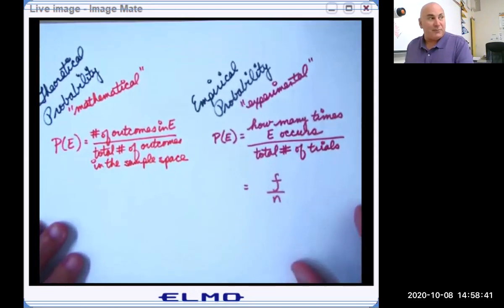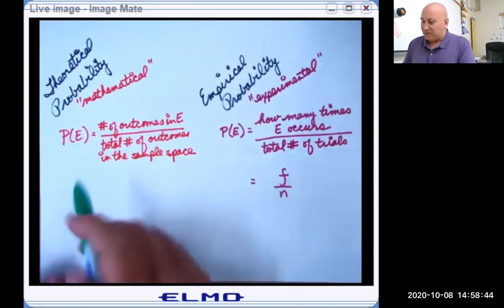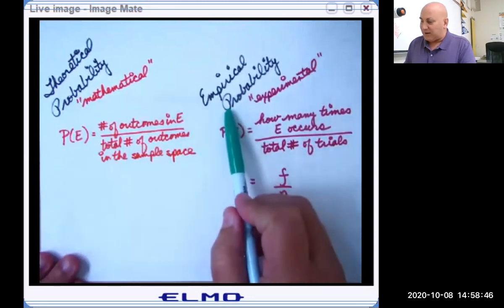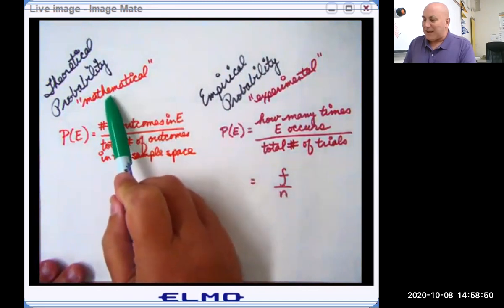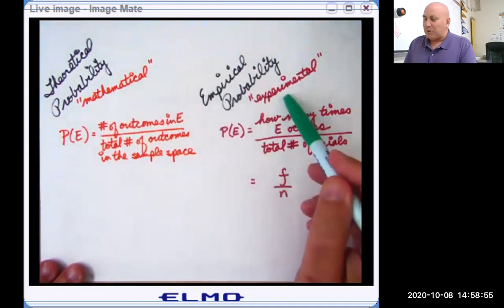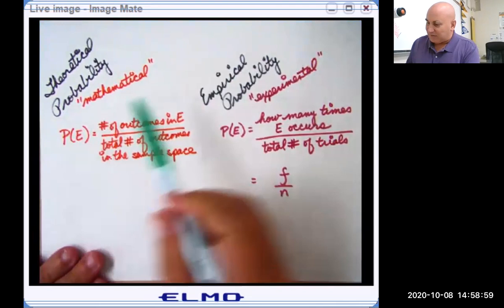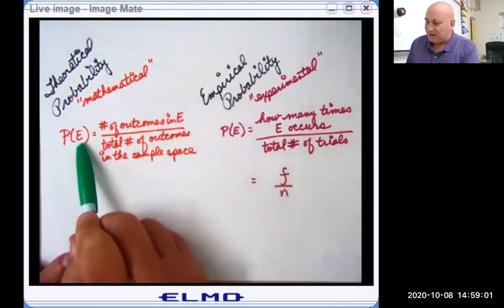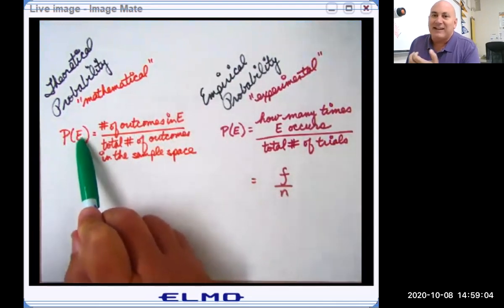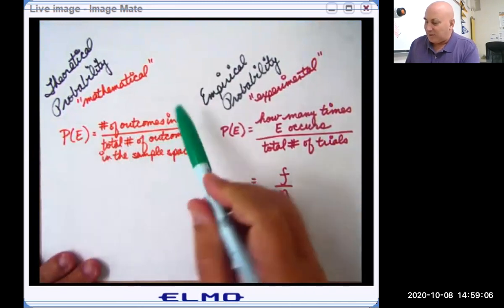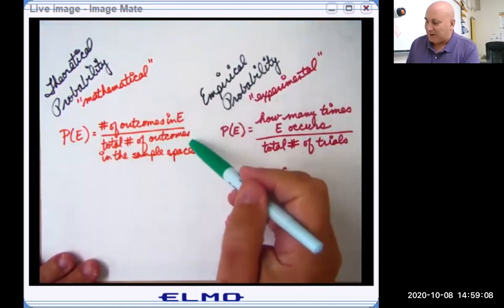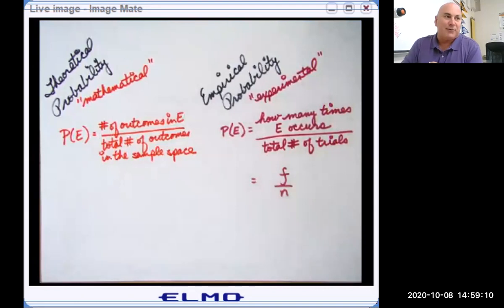Now, there are 2 vocabulary terms here. One is theoretical probability, and the other is empirical probability. Theoretical probability is mathematical. Empirical probability is experimental. So theoretical probability says the probability of some event E happening is you find how many outcomes are in E divided by the total number of outcomes in the sample space.